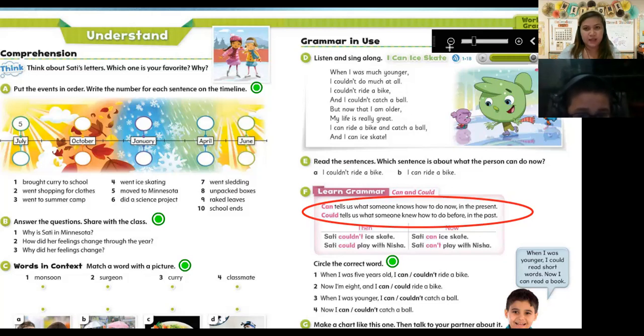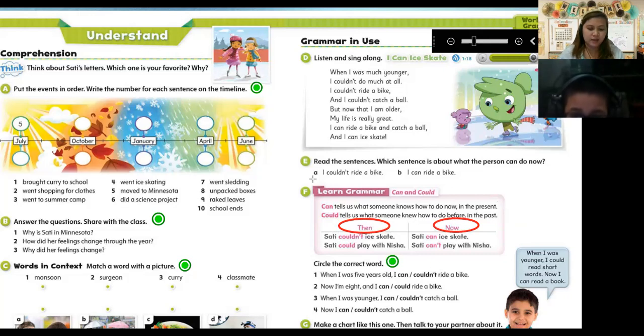Okay, so that's it. Look at this one. Then and now. Can you please read the sentences there? Sati couldn't ice skate. Sati could play with Nisha. Now, Sati can ice skate. Sati can't play with Nisha.